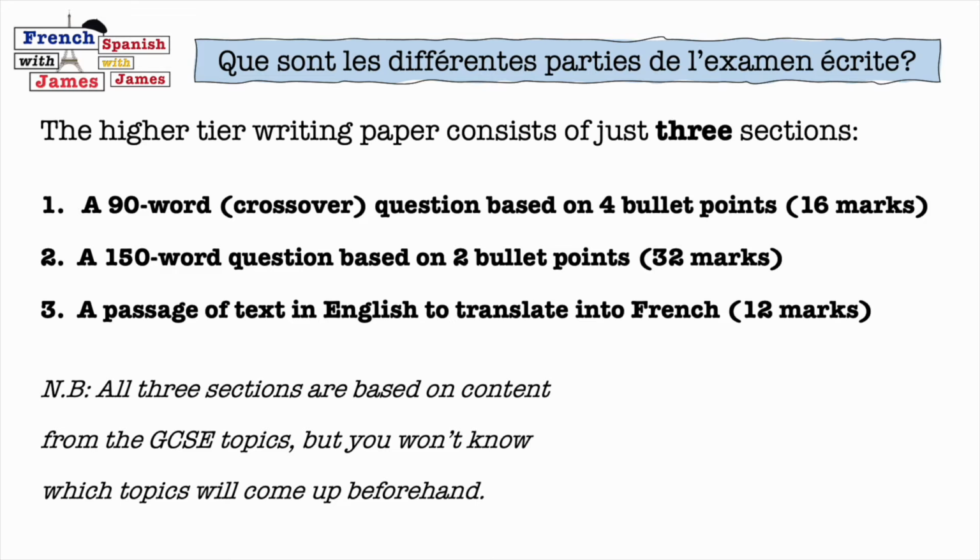The whole exam, all 3 sections, will be based on content from the GCSE topics that you've been studying, but you won't know which topics are going to come up until you're sat in the exam and you read the questions. So that's why it's important to make sure you revise all of the vocab from all of the different topics more or less equally, because you don't know what's going to come up.